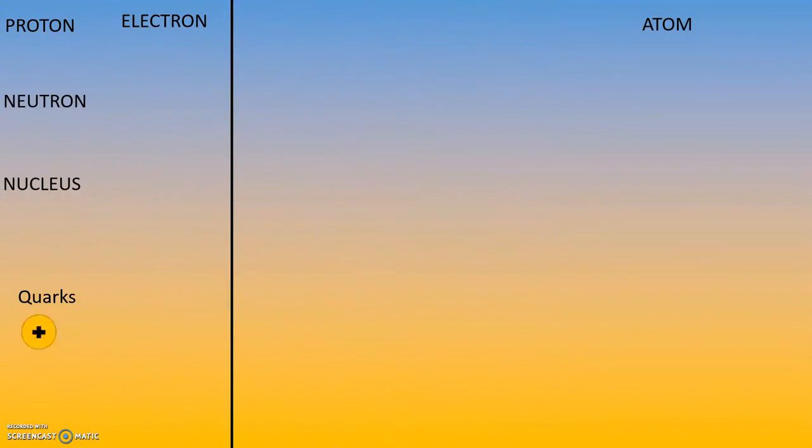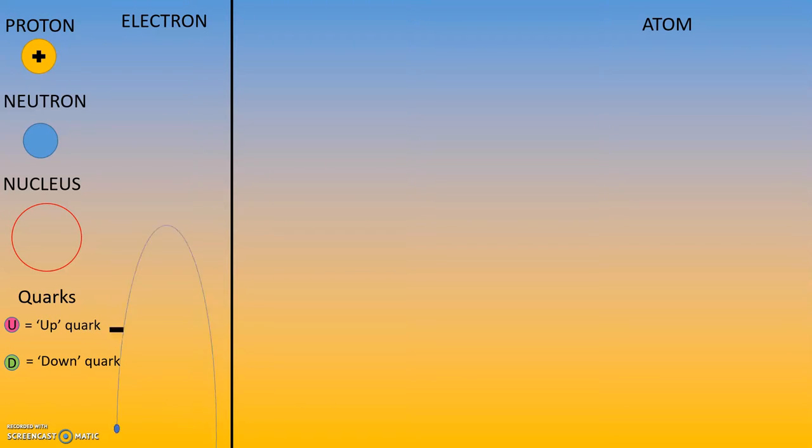So, all the things we need are over here. The first thing we need is a proton, 2, neutron, 3, nucleus, 4, quarks. We need the up quark and the down quark. And finally, the electron. So now here comes the example of a whole atom.